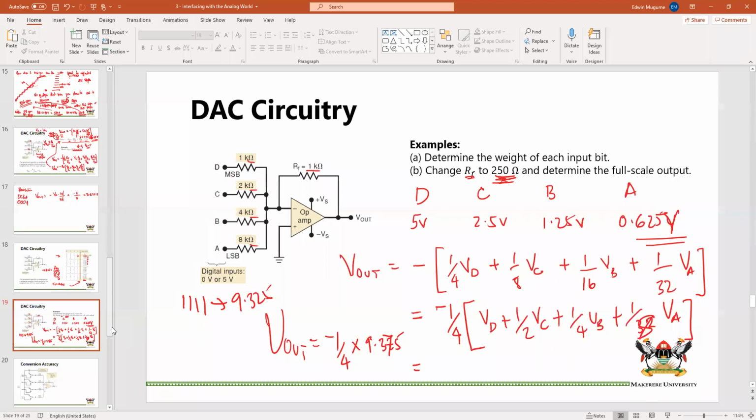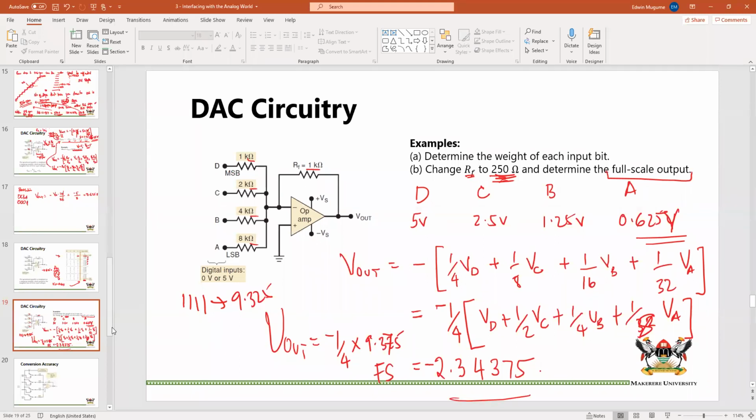Which is 2.3. This is the new full scale, 2.34375. So if we change this to that, the full scale is equal to 2.34375. That shows you that if RF reduces, the full scale voltage will also correspondingly reduce.